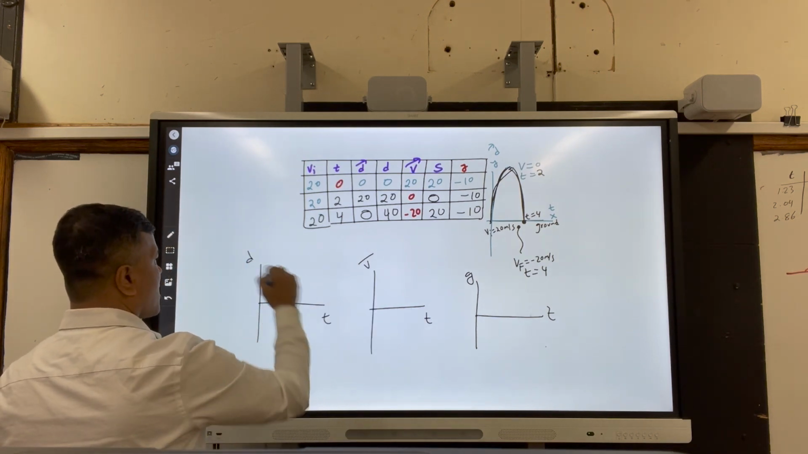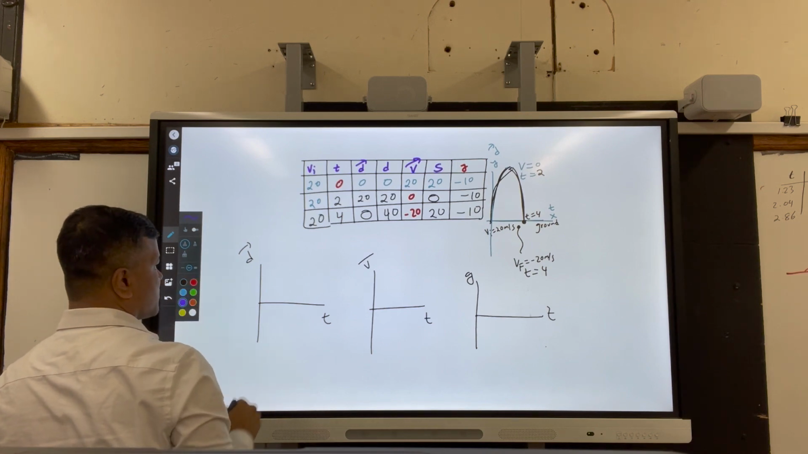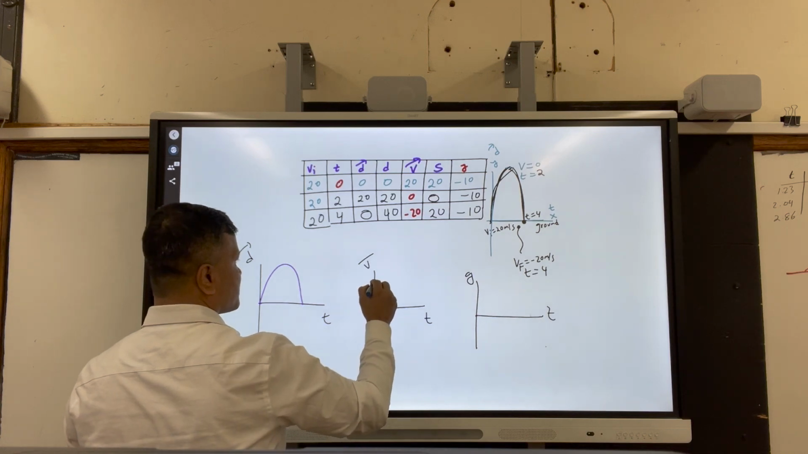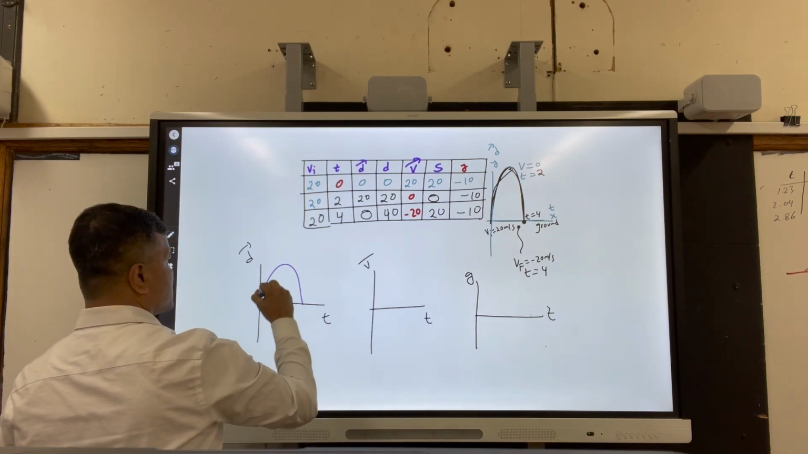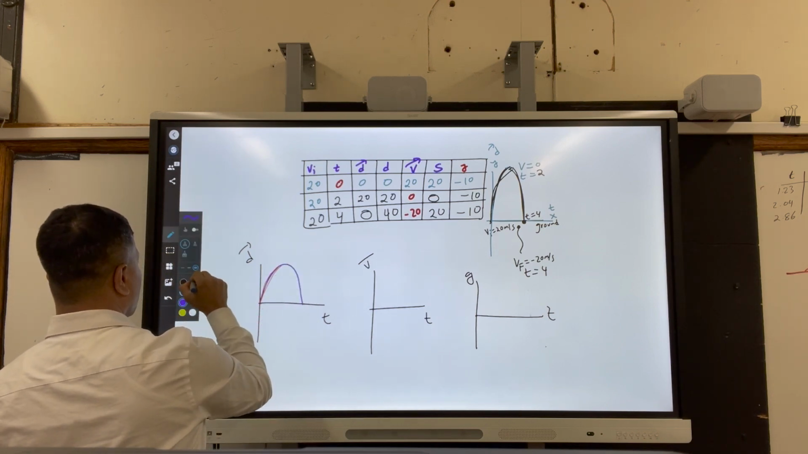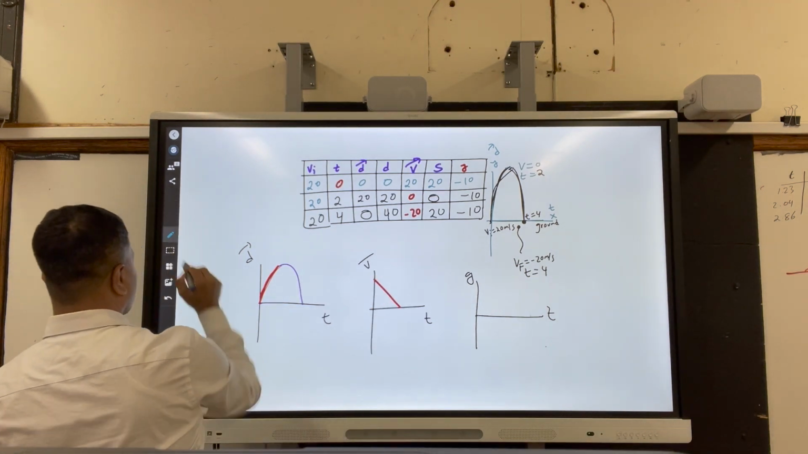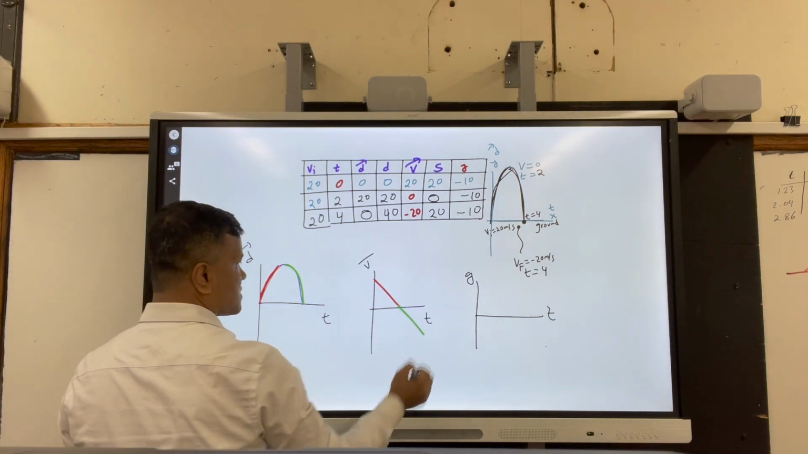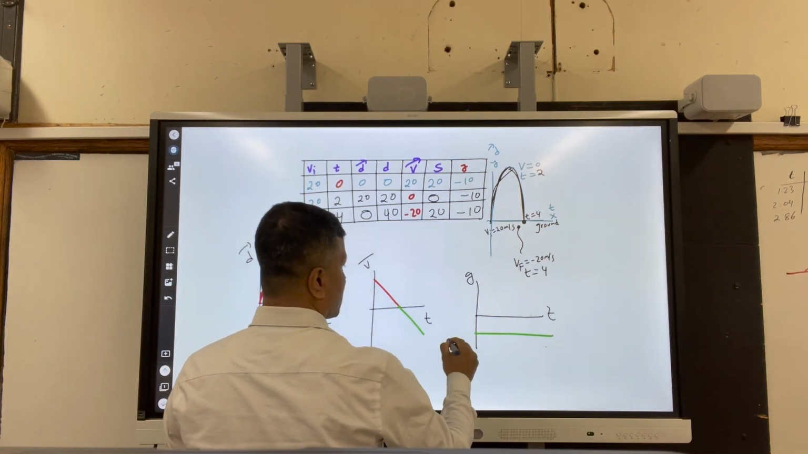Okay, so we're gonna quickly draw the graph. This one would be DT, and this one would be VT. So this part is the velocity. There is some initial velocity. So this is this, and this is this, and acceleration is of course negative 10.